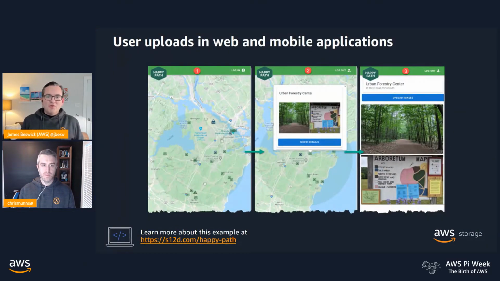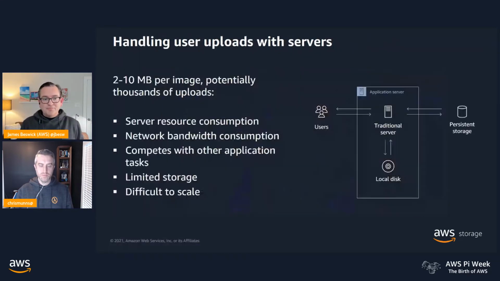So if you're building web and mobile applications, you've probably come across this type of pattern. I built this application called Happy Path, which you'll find at the URL on the screen. And this allows users to upload photos at geographic markers depending on where they are. And this sort of upload pattern is very common. People have their phones and they take a photo and upload it to your application. But this is surprisingly hard to manage when you have a web or a mobile application that goes to tens or hundreds of thousands of users.